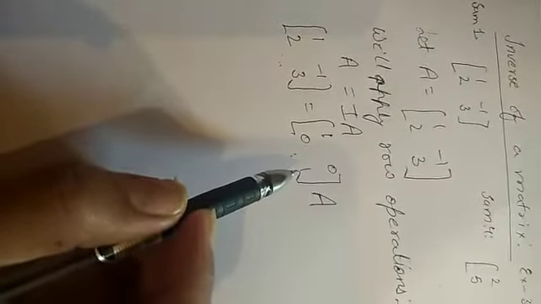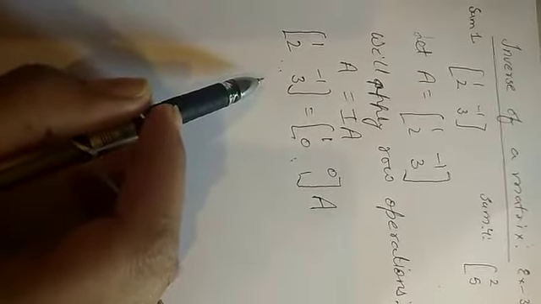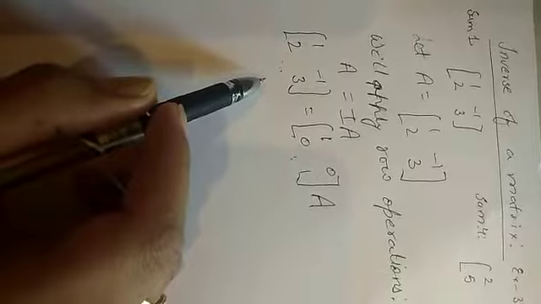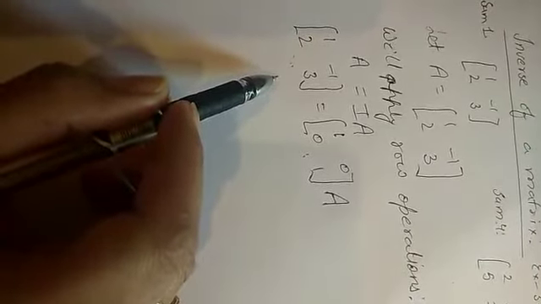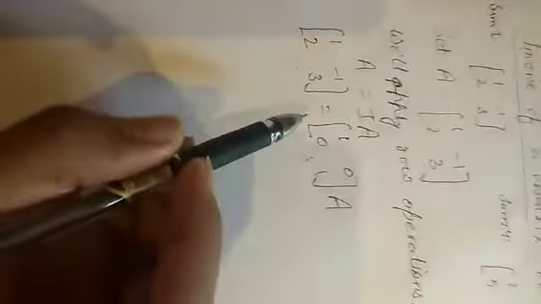The 3 operations are: first, we can interchange any 2 rows. Second, we can multiply any row by a non-zero scalar. Third, we can add the elements of one row to the elements of some other row.